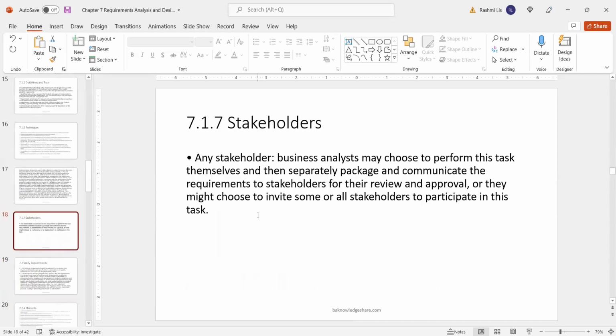Now, in this task, any stakeholder is involved. So primarily, the business analyst would be the key person here that does the specifying and modeling of requirements, but she would pull in or he would pull in whomever he may need or she may need to process this task.